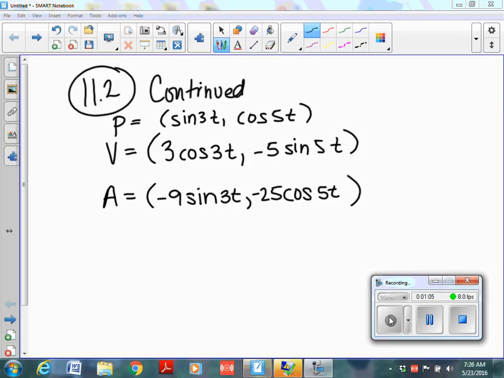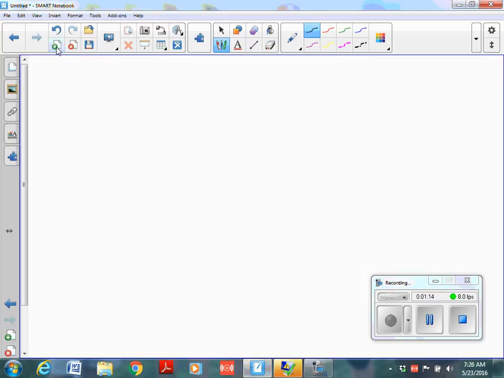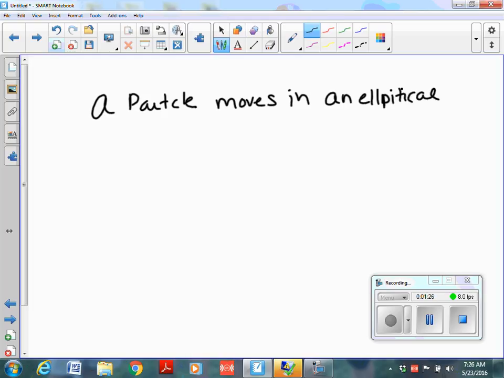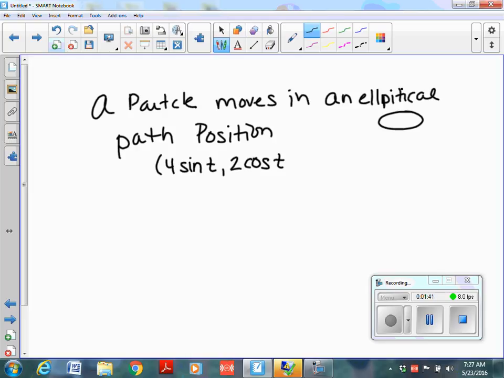The next part is just giving you another example of it. A particle moves in an elliptical pattern. Elliptical looks like this. A particle moves in an elliptical path where the position is 4 sine of t, 2 cosine of t.